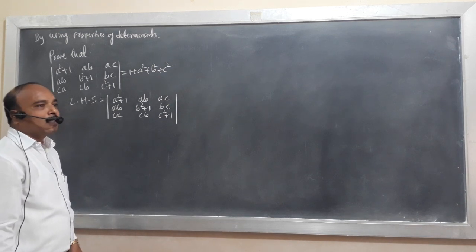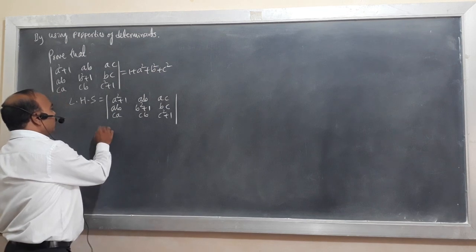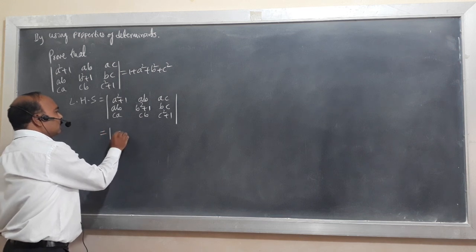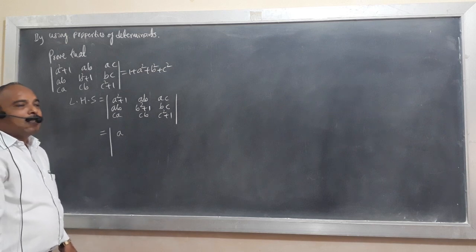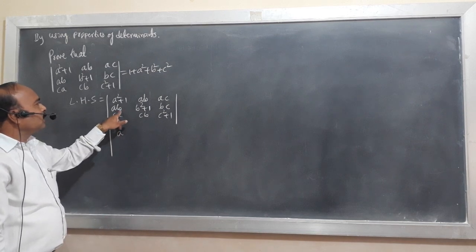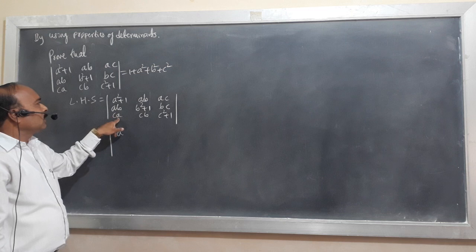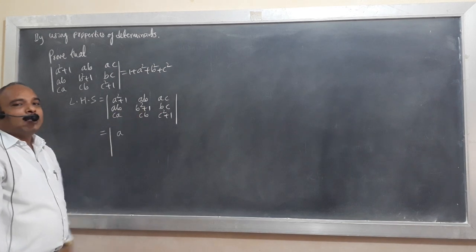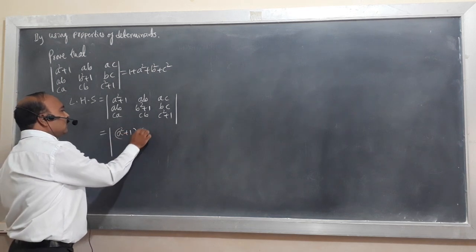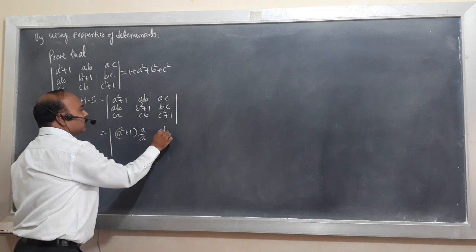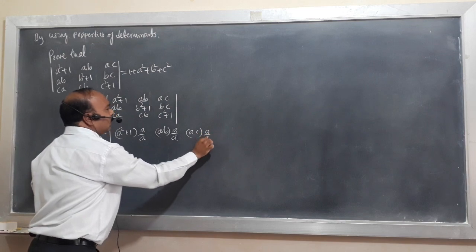For that, first we convert the given example into standard form, then we go for the transformation. For that, we use a trick. I will multiply and divide the first row by element A, similarly the second row by B, and for the third row I will take the element C. That is, A square plus 1 into A divided by A, AB into A divided by A, AC into A divided by A.